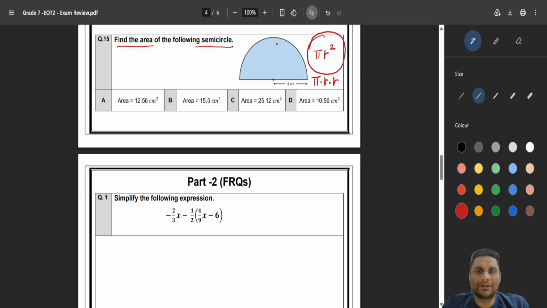Okay. But in this question, we do not have a full circle. We have a half circle only. Correct or no? We have a half circle only. So what do we do for half? Taksim 2. Taksim 2 yani half. So area of semicircle will be pi r square, that is the area of circle, divided by 2. When I do divide 2, it becomes semicircle yani half circle.